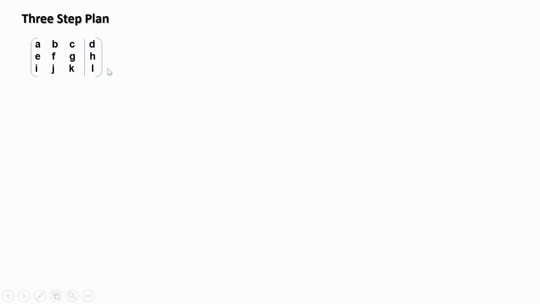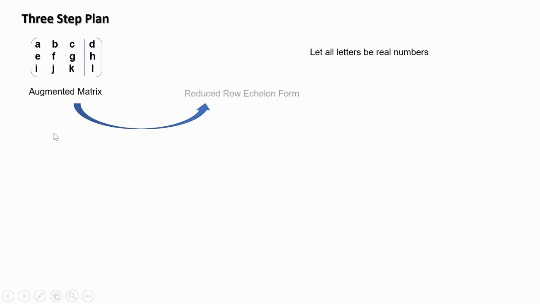Okay, I'm going to use just letters to explain the concept here. So I put here, let all letters be real numbers. These can be all real numbers. So again, the answer will be something like this. After I'm done, you see that's the answer for x, the answer for y, the answer for z.